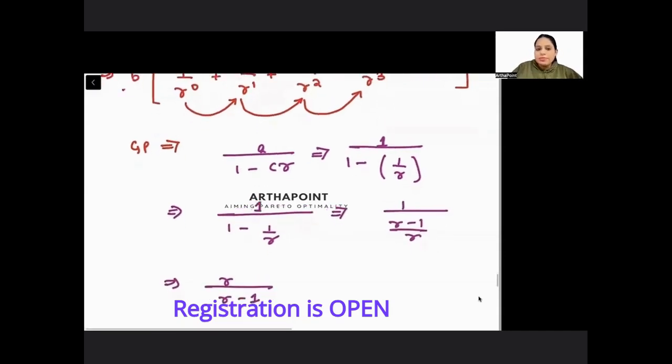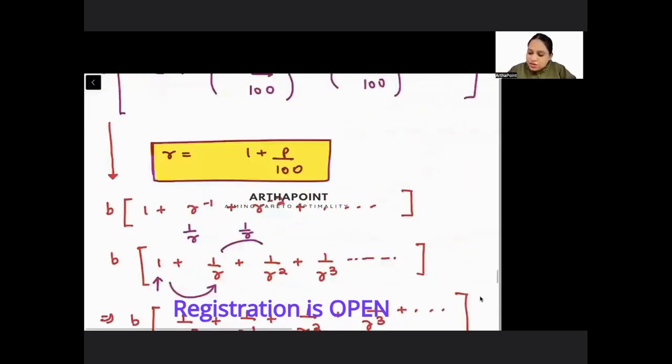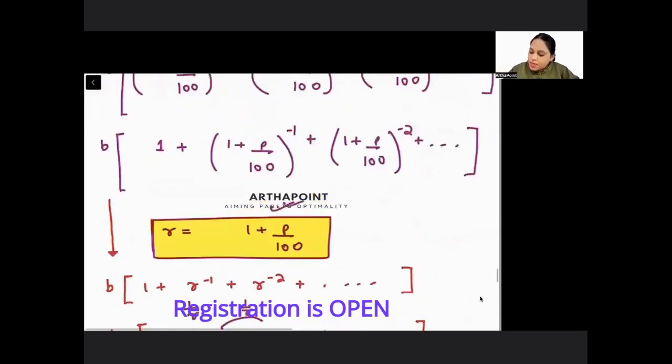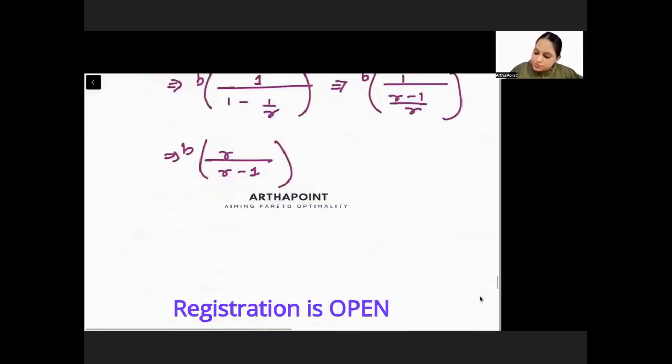Of course बाहर B है, तो I am just multiplying this by B. ठीक है बेटा, R का value क्या लिया हुआ था ये, तो if I just solve this, R का value क्या आ जाएगा 100 plus P by 100. ठीक है, so you can just take this.